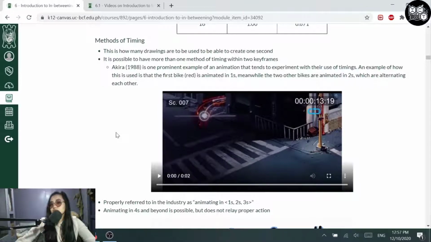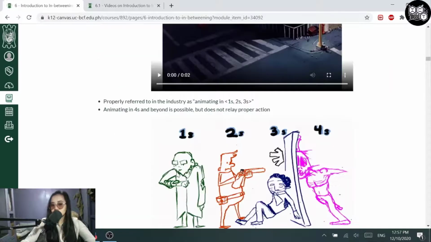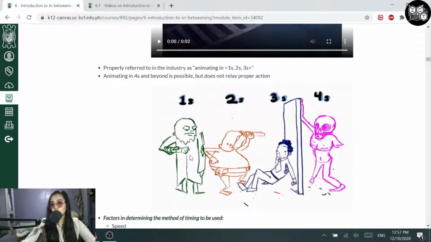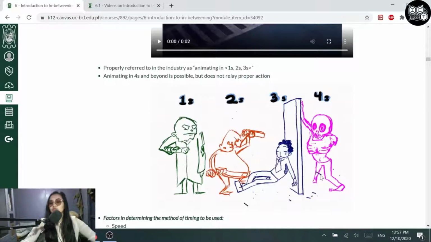The standard in the industry is that we can animate in ones, twos, or threes. The fours is not really something that we use as much. You only use it for very specific situations, if you really want your actions to be more robotic, more crisp, and so on and so forth.